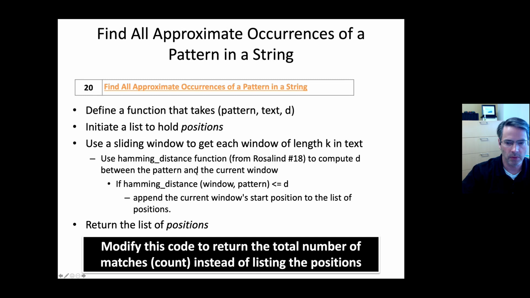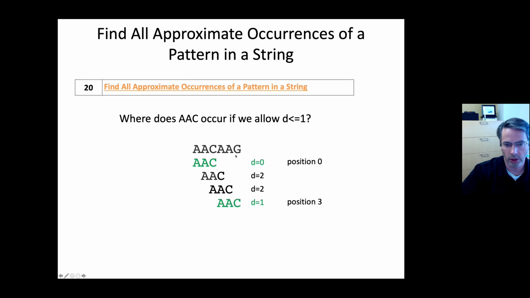And that Hamming distance function returns a number that is D, so it tells us how many mismatches there are. Then we ask, is the Hamming distance less than or equal to D? If it is true, then we append that current start position to the list of positions. Remember, the start position is taken from our sliding window. So we append the current window start position to our list of positions and then return the list of positions. Again, this is exactly what I just walked through here.